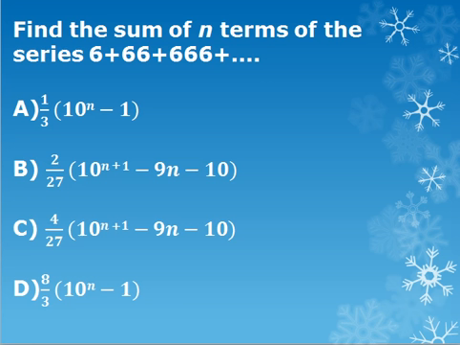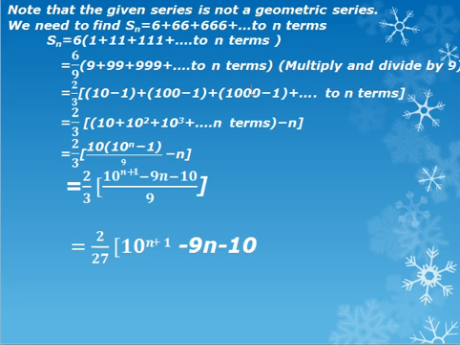So this is how I solve this question. First of all, this is not a geometric progression, so we have to remember that I have taken 6 common. So I will get the sum of n terms equals 6 into 1 plus 11 plus 111 plus 1111 and so on up to n terms. You need to know this strategy to solve many questions of this type. Just add a bracket over here.